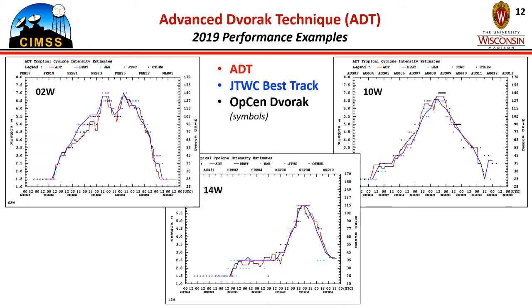Here's a couple of examples for the 2019 cases. These are for the West Pacific, and you can see again how well the ADT in the red line compares to the best track estimates, which are shown in the blue line. The various symbols are the operational Dvorak estimates for these different storms, typically done at 6 hour intervals. And you can see there's quite a bit of variation in some of these estimates during even the most intense parts of the storm. And this, again, is why we were trying to develop the ADT, was to eliminate some of these biases and subjectivity from the various Dvorak analysis at these different operational centers.